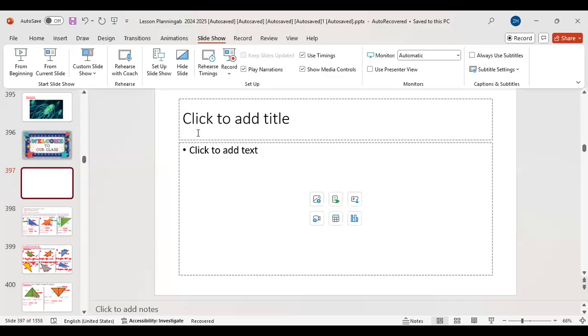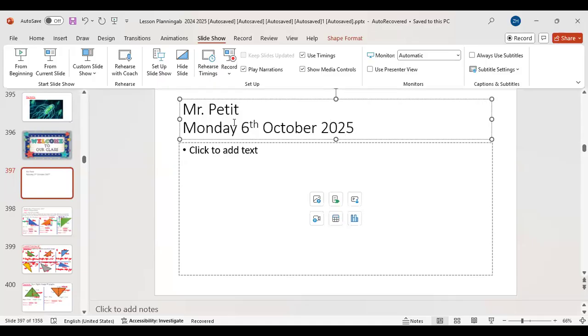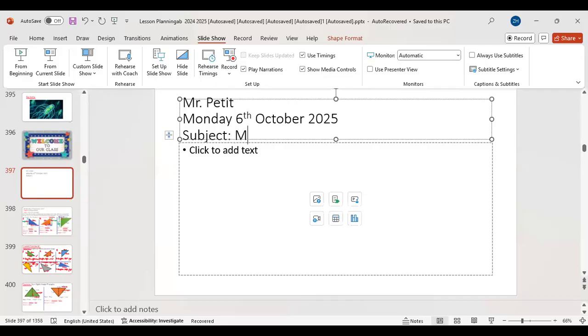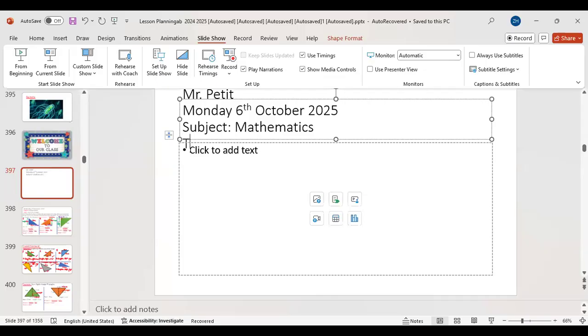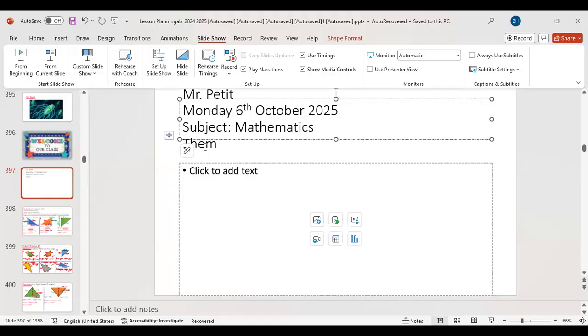Today is Monday, the 6th of October 2025. My name is Mr. Petit. The subject is, of course, mathematics, and the theme is we're still doing mensuration.